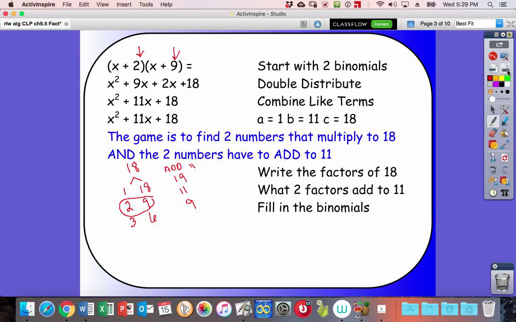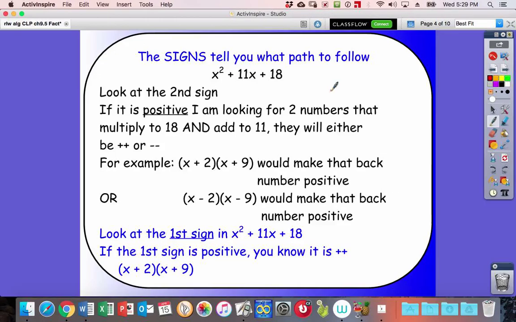And I'm going to show you how this works too with different signs. The signs are really what tell you what path to follow. The first thing I do is I look at this second sign there. And if it's positive, then I'm looking for two numbers that multiply to 18 and add to 11. They're either going to be positive, positive, or negative, negative, because that last number here I get from doing 2 times 9. But look, if I do negative 2 times negative 9, a negative times a negative, I also get positive 18. So those would work.